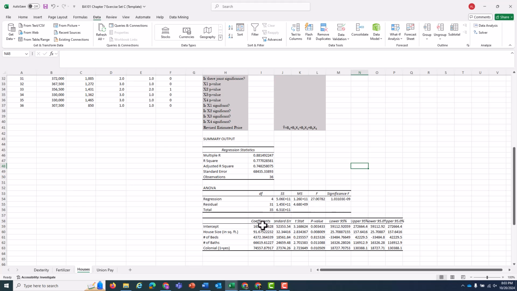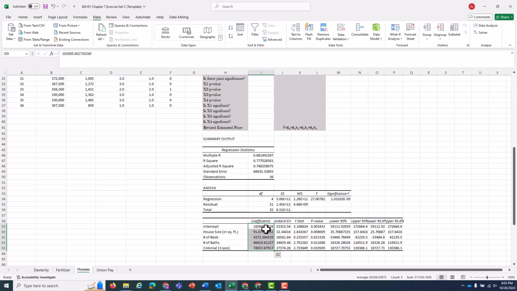And then down here, what I'm really looking for right now for the regression equation is this. What we're saying is that a house that theoretically was 0 square feet with 0 beds, 0 baths, and was not a colonial, it would sell for $165,000. Again, that's not a realistic thing that could happen in the real world because you can't have a 0-foot house with no rooms in it. But just hypothetically, that's what it would.